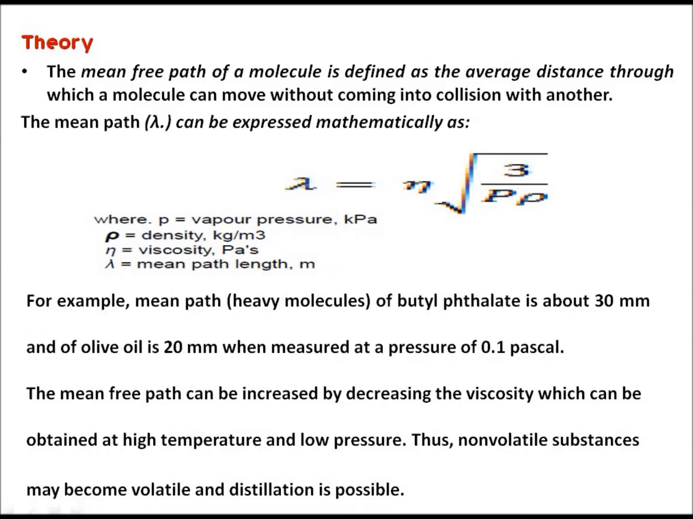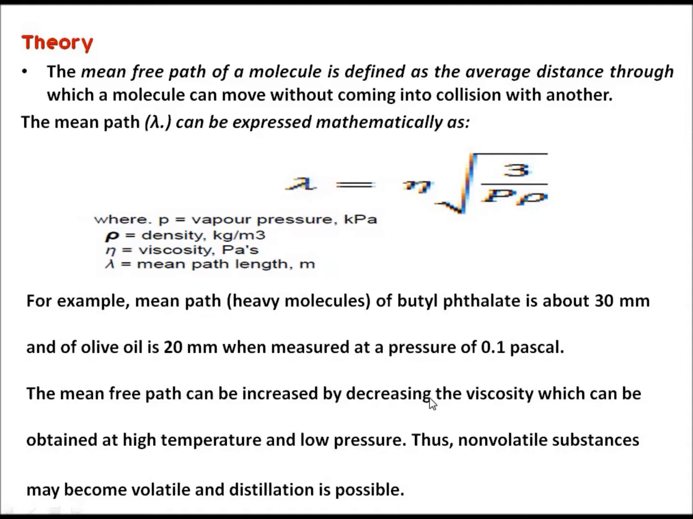So for example, the mean path for heavy molecules of butyl phthalate is about 30 millimeter, and for olive oil it is about 20 millimeter when measured at 0.1 Pascal. This is the mean path for these molecules. Now the mean path can be increased if you decrease the viscosity. If we decrease the viscosity of the molecule, then the mean path can be increased.